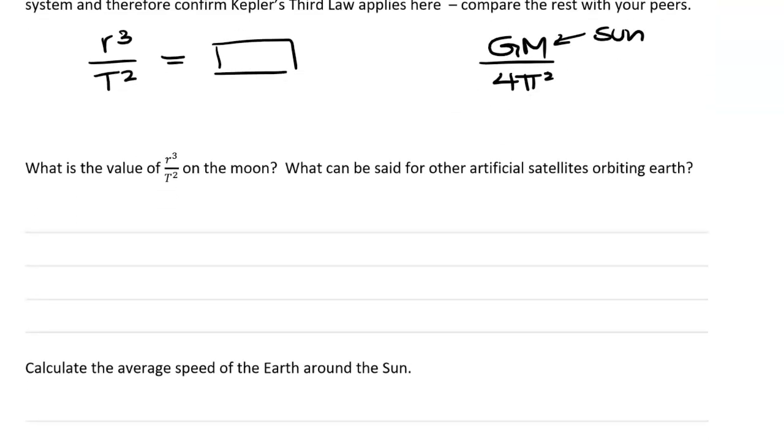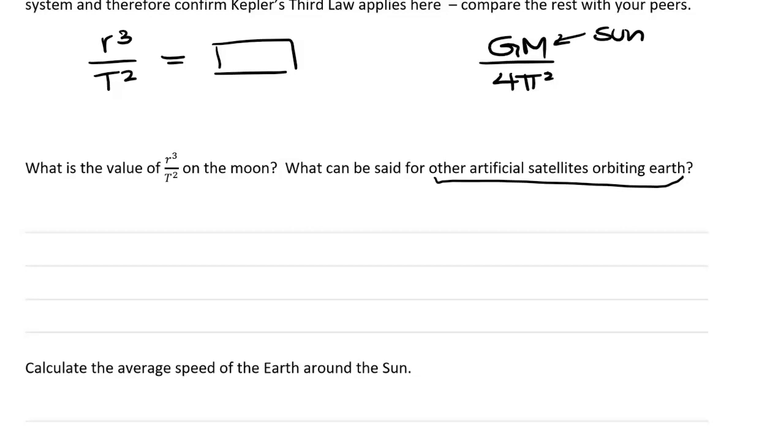Now after that, I want you to find out the value of r cubed on t squared of the Moon. Think about what I said previously, rewind if you have to. What can be said about any other artificial satellites orbiting Earth? I want you to pause and have a go at that. I'm going to put a point here to help you with this if you're not sure, which you can listen to after you've paused.